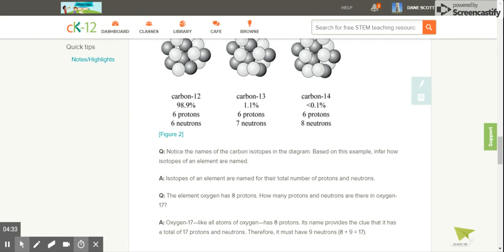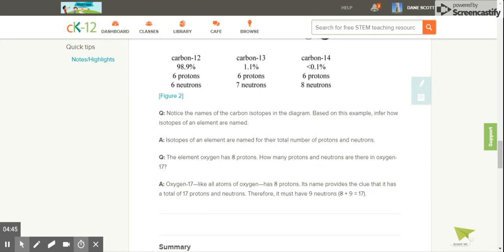Question. The element oxygen has 8 protons. How many protons and neutrons are there in oxygen-17? So this is the opposite. 17 minus 8 equals what? Let's see. Oxygen-17, like all atoms of oxygen, has 8 protons. Its name provides the clue that it has a total of 17 protons and neutrons. Therefore, it must have 9 neutrons. 8 plus 9 equals 17, or 17 minus 8 equals 9.